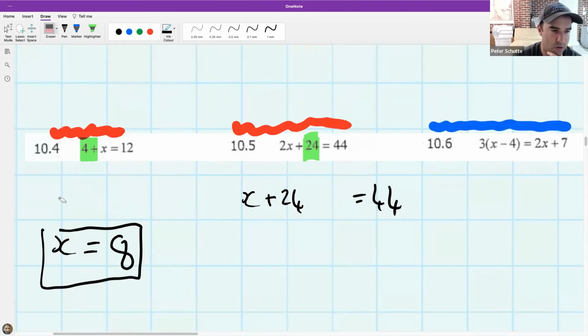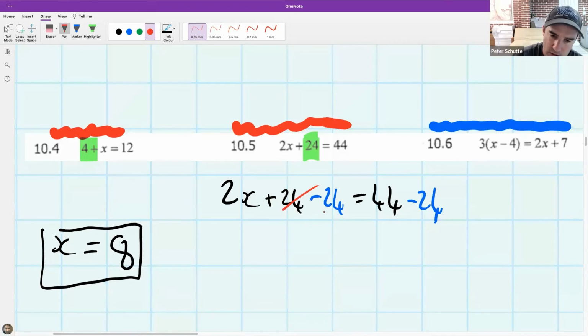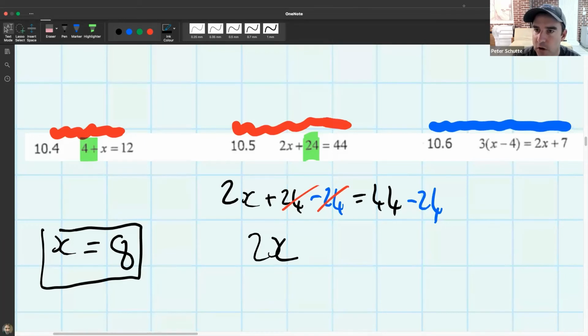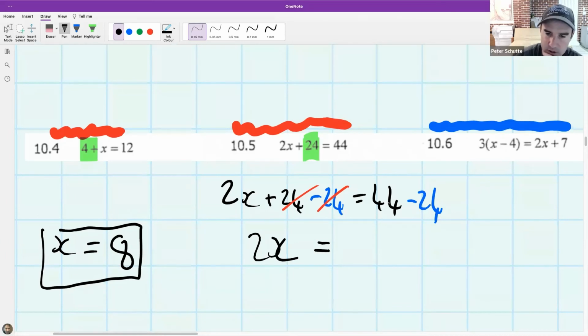So let me just quickly, with this one, to get rid of my headache, it's a similar idea. I'm going to take away 24 from both sides. And why am I taking away the 24? Well, because it knocks out the plus 24 and I get 2x. Oh, sorry, guys. I just had a transition to nighttime on my computer. And so what I'm then going to get is, what's 44 minus 24? And it's 20.